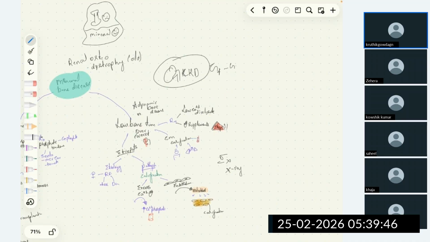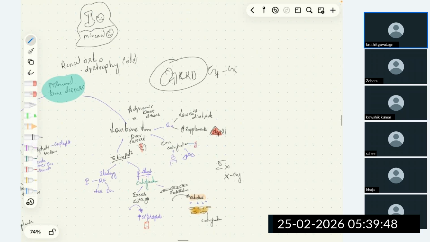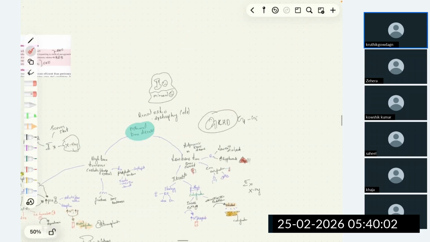While doing dialysis, we'll use low calcium dialysate. Remember this point. We do dialysis using low calcium dialysate. I missed mentioning one of the important points.